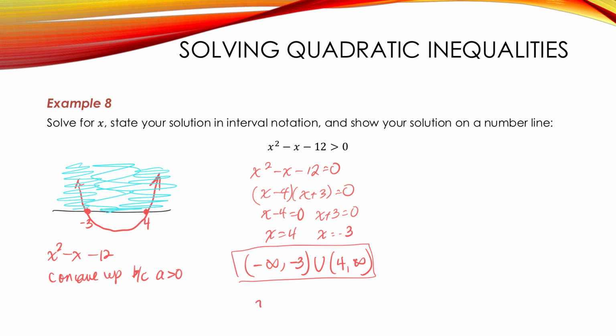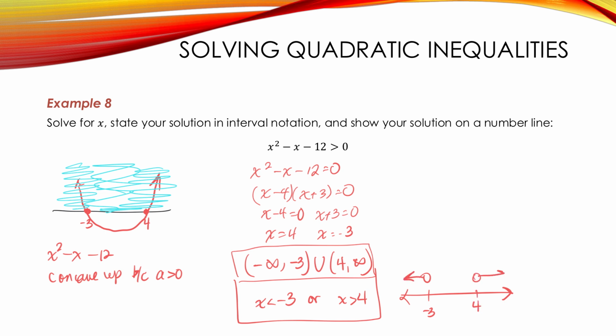In terms of inequalities, this is x is less than -3 or x is greater than 4. On a number line, this is going to look really interesting because we've got -3 with an open circle going to the left, and we have 4 with an open circle going to the right. So a little different than the one we looked at before.